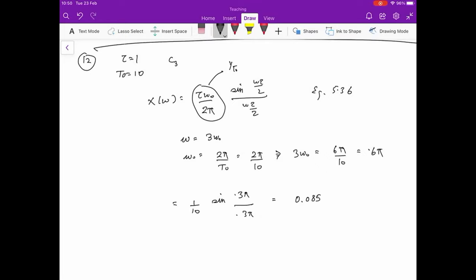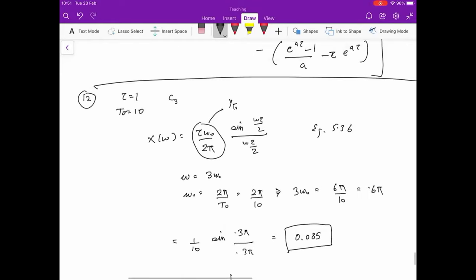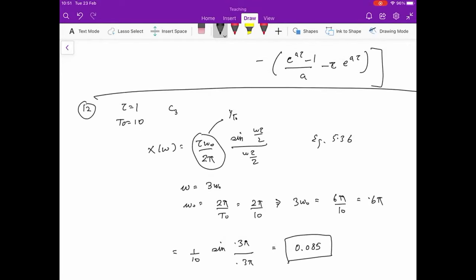So what you're saying over here is that this is the energy at that frequency, at the third harmonic. This particular pulse has an amplitude of 0.085. If you were to draw out the sinc function, it roughly looks like this. So at the third value over here, at 3 pi by 10, 0.085 is what you're going to get for this particular pulse. It's not a general thing; it's for tau equals 1 and T naught equals 10. That's the amplitude.